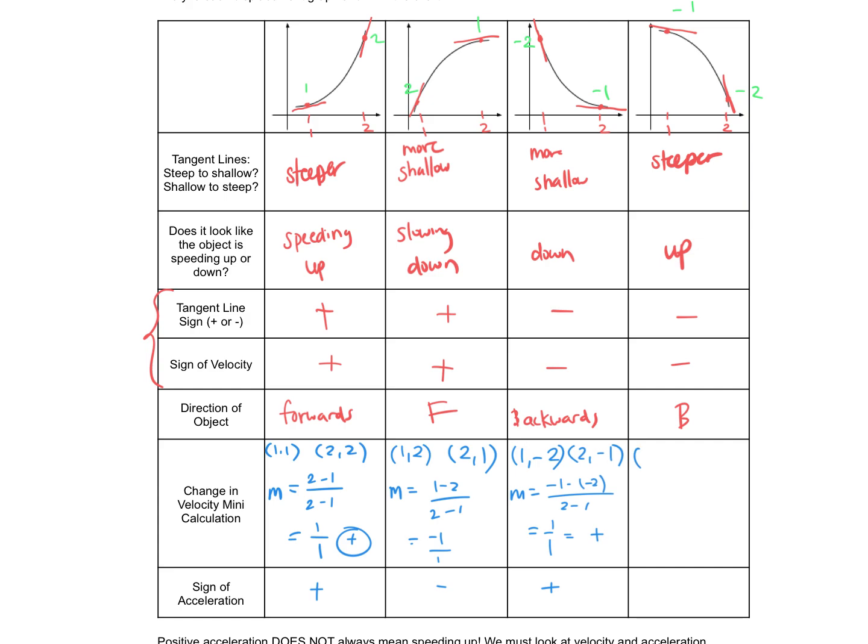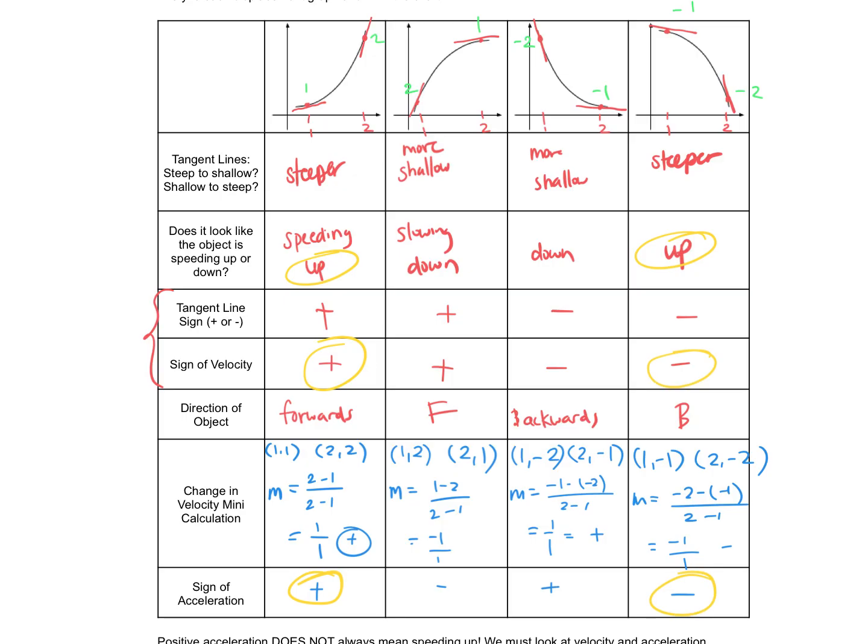And for the final one, we start shallow, we end steep, but negative. So negative 2 subtract negative 1, or negative 2 plus 1, and we have a negative acceleration. But we were actually speeding up here. So let's take a look. My sign of acceleration was positive, and my sign of velocity was positive, and we were speeding up. When else were we speeding up? At the end, where the sign of velocity was negative, and so was the sign of acceleration.